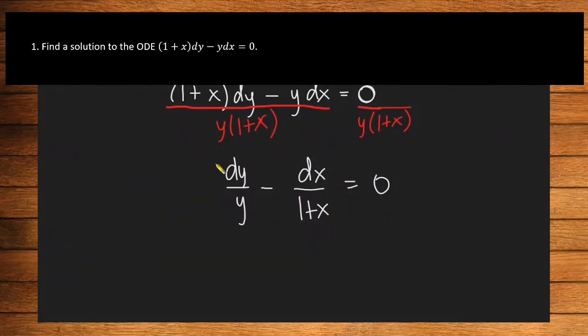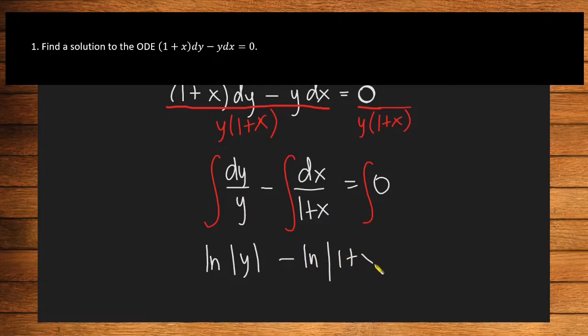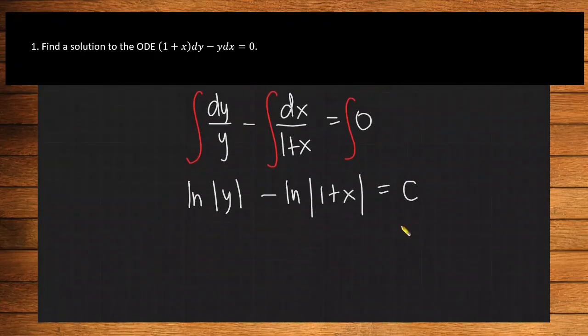So now we can see that the variables are separated. Sa first term natin, puro y lang yung variable natin. And in our second term naman, puro x lang. So to obtain the solution, we can simply integrate both sides of our equation. So the integral of our first term will be equal to ln of y. And then for our second term, that will be ln of 1 plus x. And of course, the integral of 0, that will be equal to a constant. So let's just put c.